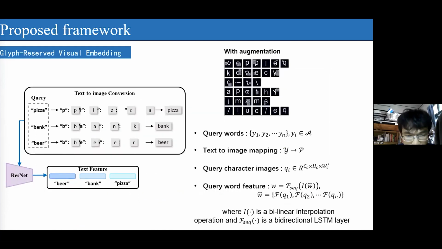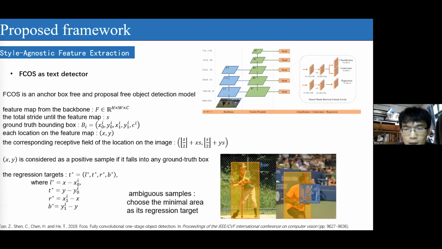In the first module, the query text is first rendered into an image representation. Given the query word y, the conversion is done alphabetically. A complete word feature consists of individual character features, which are extracted by the ResNet backbone. And the text instances in the syntax images are located by the detection module, and we use FCOS as the text detector, which is trained to detect the text that appears in the image correctly.